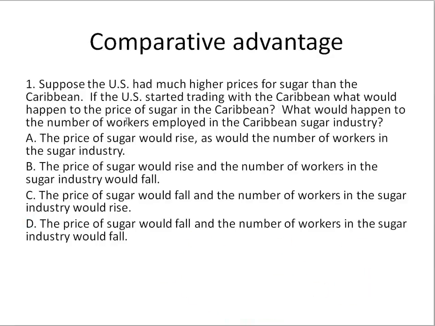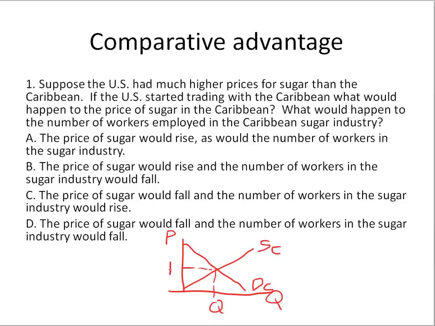Okay, this is the same one. All I've done is switch it. So instead of looking at the U.S., we're looking at the Caribbean. So let's graph it again. Start out with a first quadrant graph, for all of you into geometry. Here's our supply curve of the Caribbean in this case. Here's our demand curve in the Caribbean. Now the Caribbean was starting out with this price down here, which was below the world price.